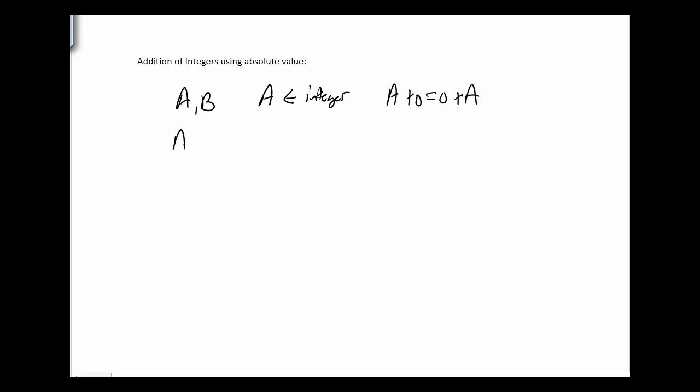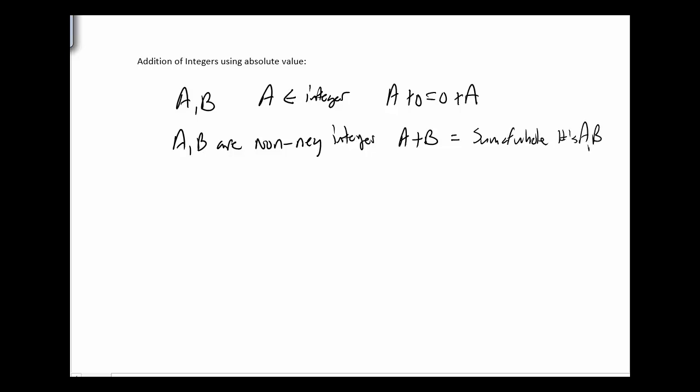If a and b are non-negative integers, so now we're saying that they are positive, then I would say that a plus b is the same as the sum of the whole numbers a and b. In other words, we're just tying in that word sum with the fact that sum means addition, adding those two things together.